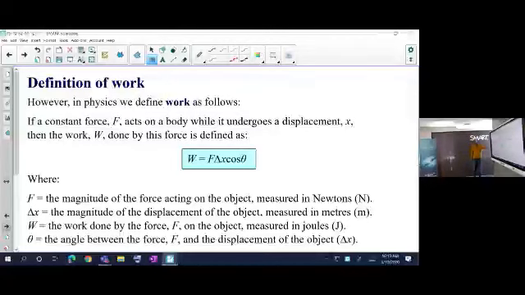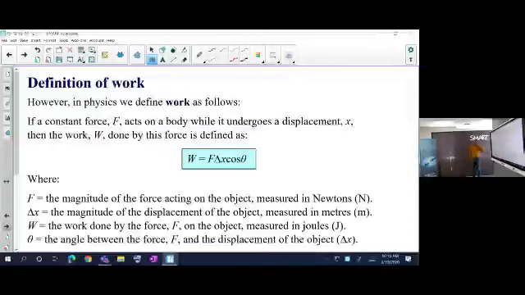We have to look at the components. This is the angle that you're supposed to look at. There's a force applied and the distance that is going to be covered there. That is why we have cos theta. All right. Now, in order for you to understand this, you have to say a constant force acts on a body while it undergoes a displacement. Then the work done by this force is denoted by W equals F, the product of the force, displacement, and a particular angle.